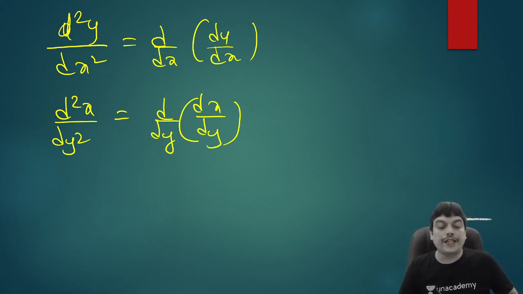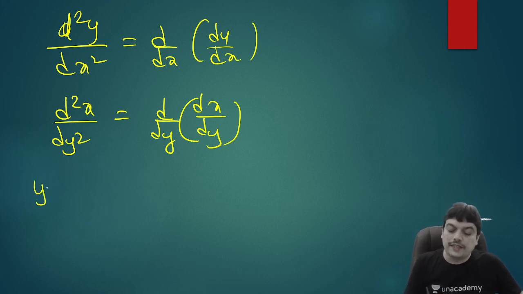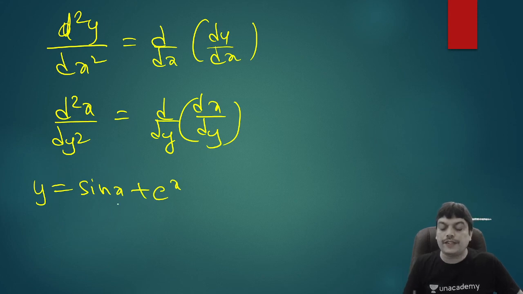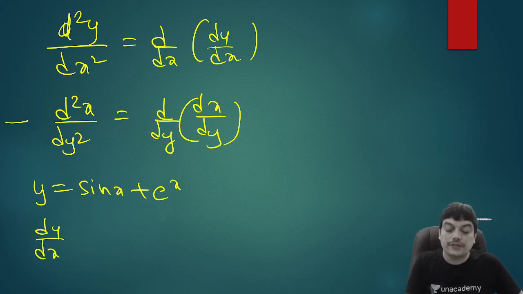So we are supposed to find out the second one here, d square x by dy square. So let us start with the given function sin x plus e power x. But when y is a function of x, it is more convenient to find dy by dx. So no issue. First we'll find dy by dx only, and then we'll see how to find this value.